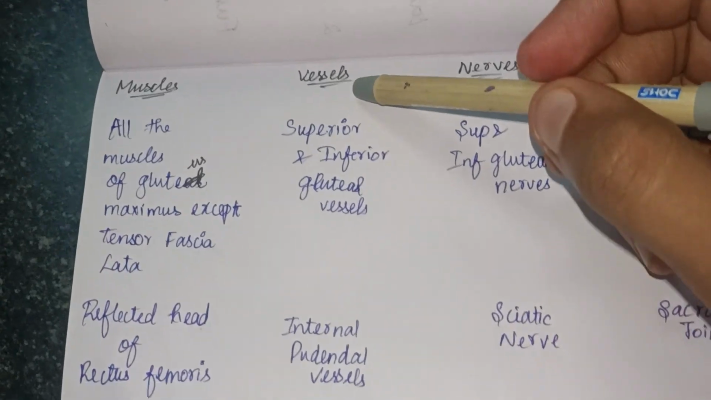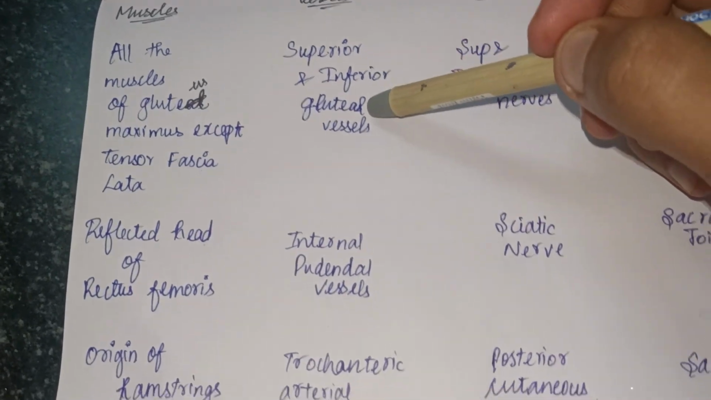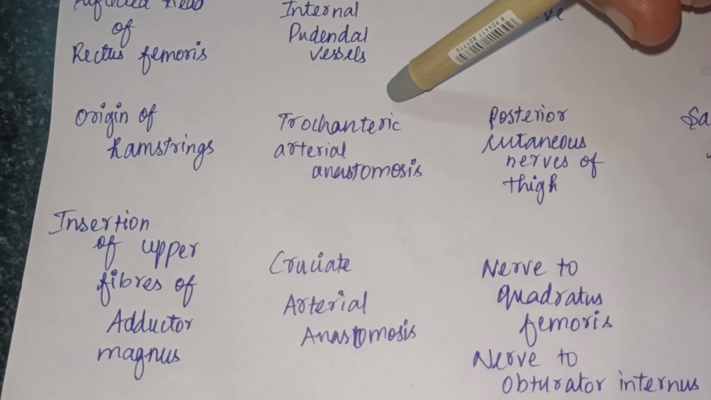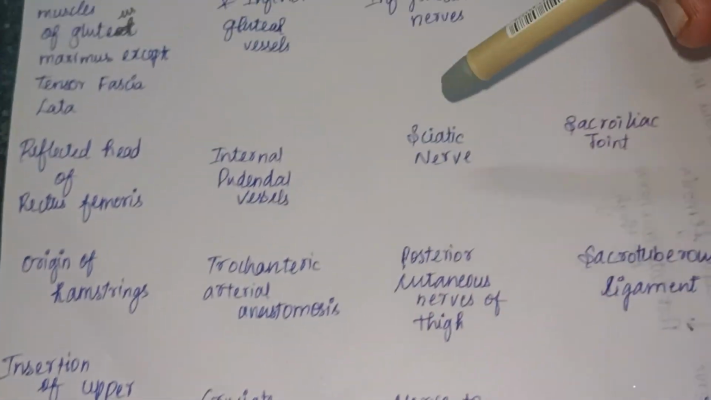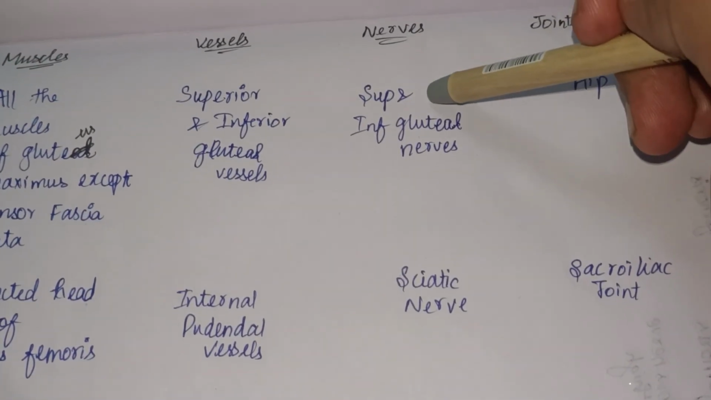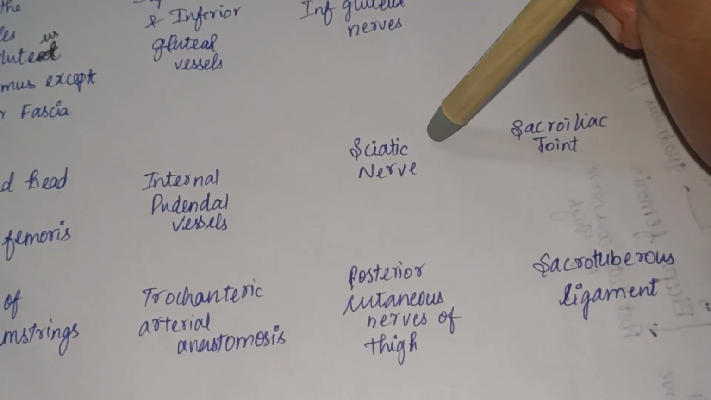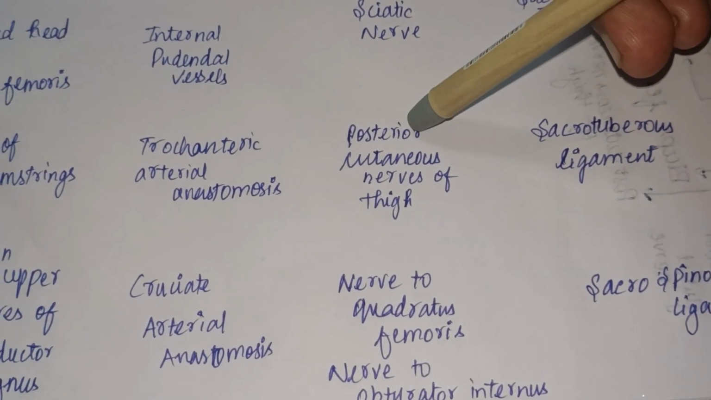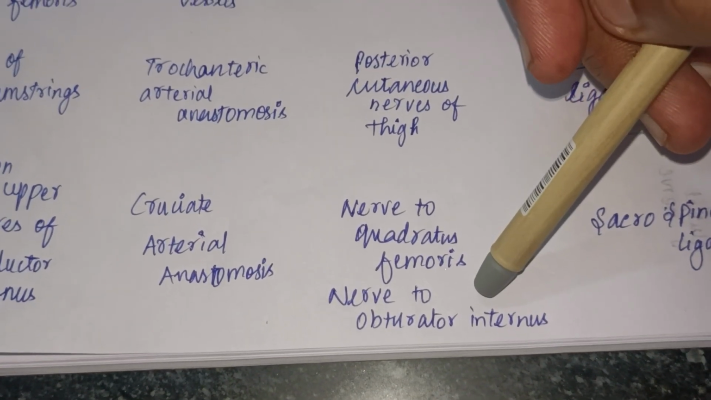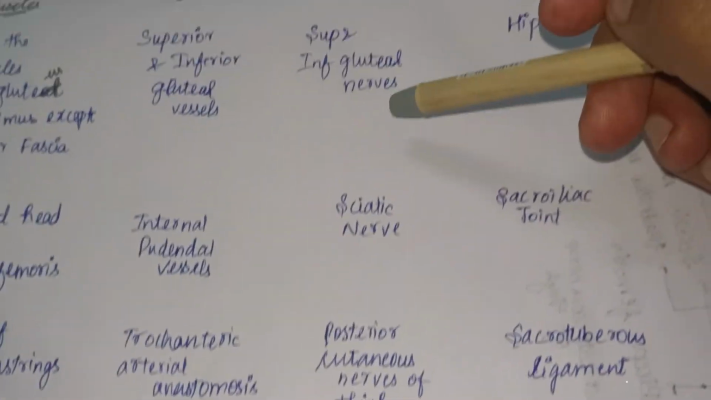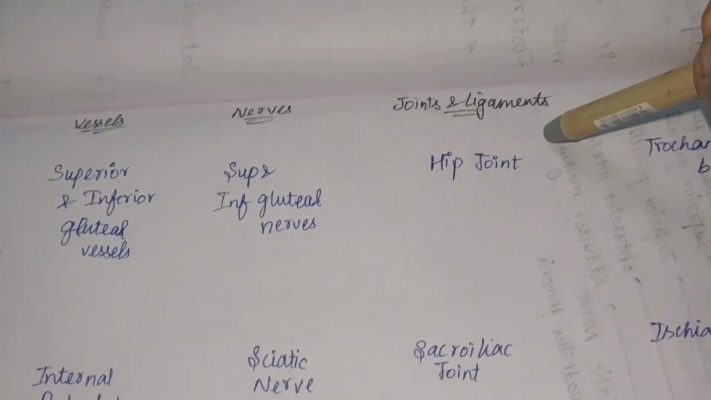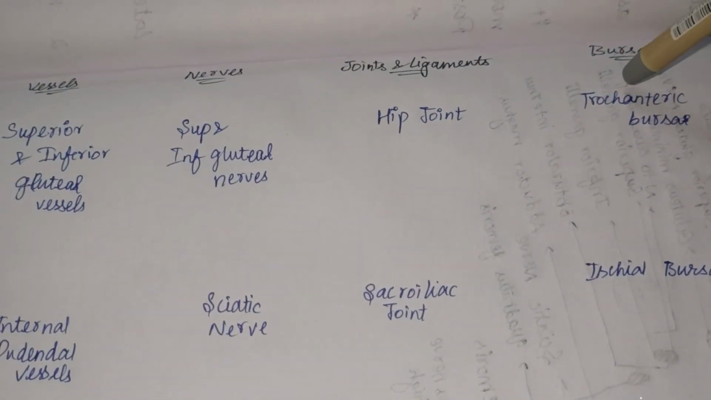Next, vessels: superior and inferior gluteal vessels, internal pudendal vessels, trochanteric arterial anastomosis, cruciate arterial anastomosis. Next, let us come to see the nerves: superior and inferior gluteal nerves, sciatic nerve, posterior cutaneous nerve of the thigh and nerve to quadratus femoris and nerve to obturator internus. So okay, there are totally 5 nerves, 4 vessels, 4 muscles and 2 joints, 2 ligaments and 3 bursae.